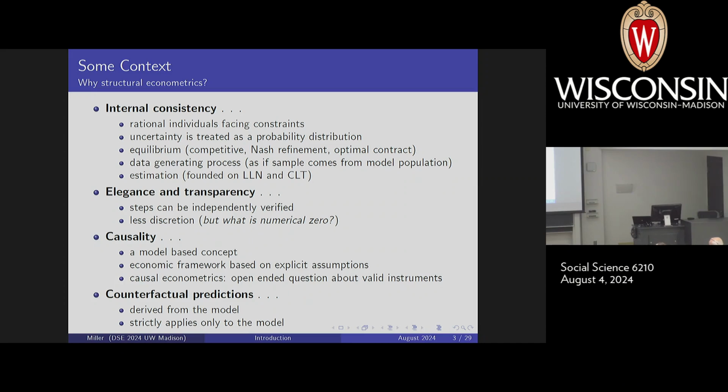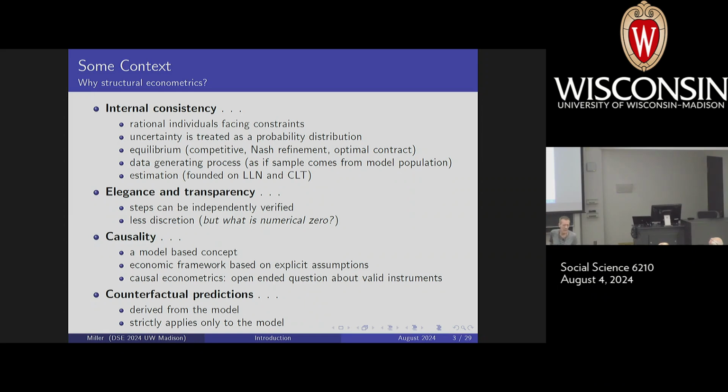Once you have a model, you're closing everything off. You're saying, this is how the world works for the purposes of my sample. So that's the sense in which causality is very narrowly defined, but also very well defined.